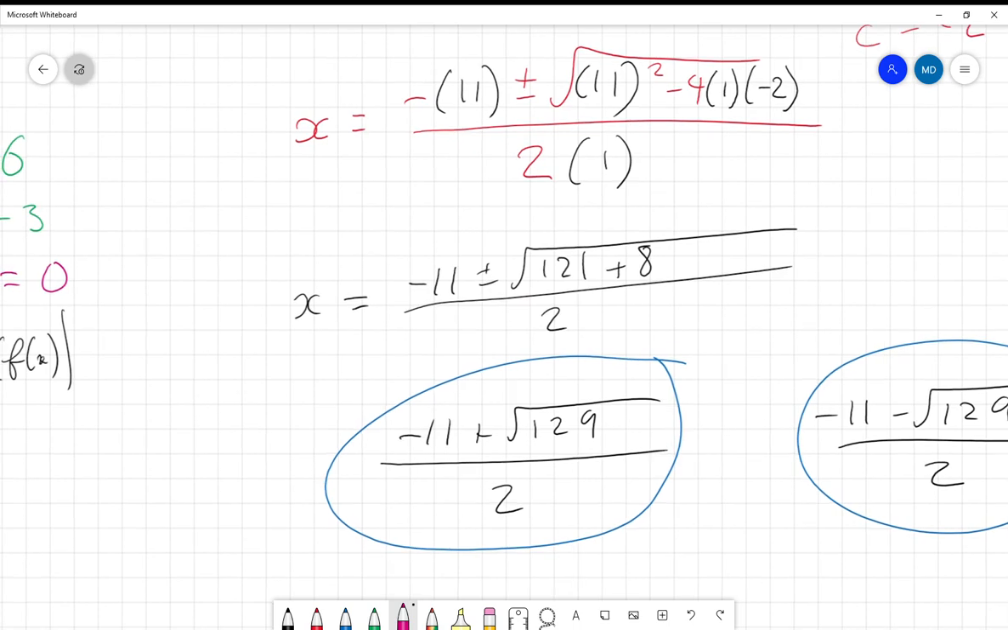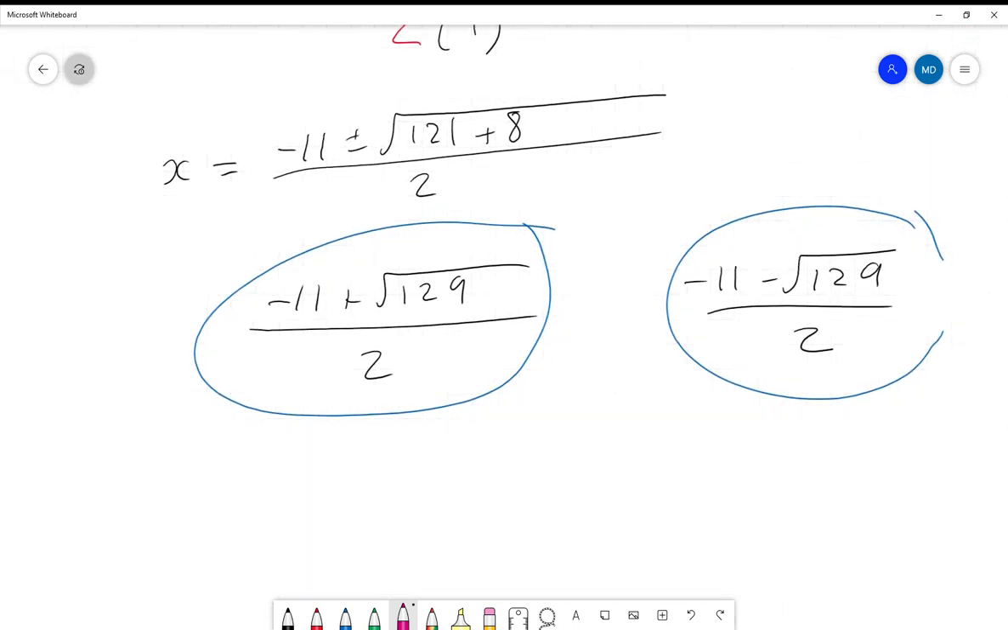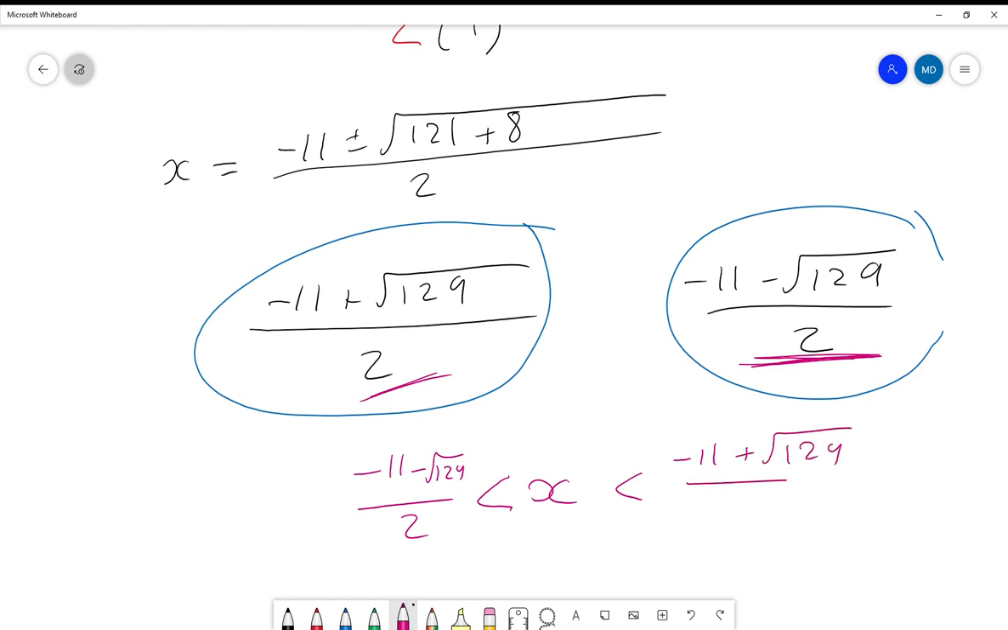And so without even having to find the decimal, but again you can, I know that my x value has to be greater than the lower one here and less than the higher one here. And there you go. Those are your answers, and that is how you solve quadratic inequalities.